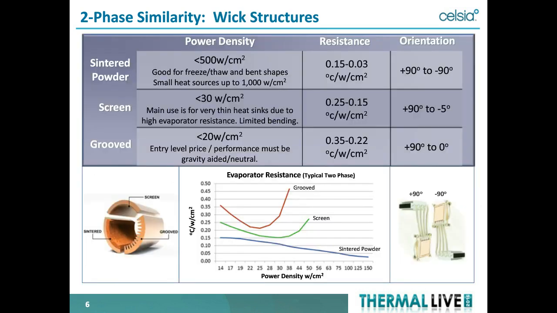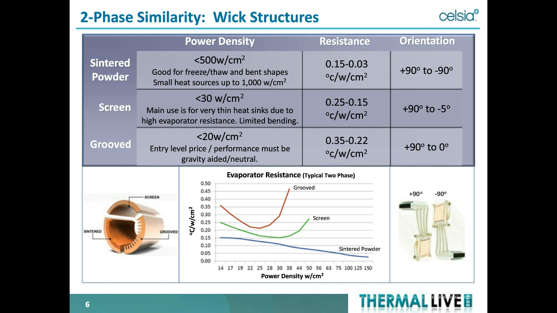Let's talk about the wick structures, since we're talking about the capillary limit. There are 3 common wick structures that are used, and if I had to say percentage-wise in the market, probably high 90% of the heat pipes in the marketplace use the sintered powder. The other 2 common ones are screen and grooved wick structures. You can see the power density variation differences between the 3 designs, the thermal resistance, and the orientation.